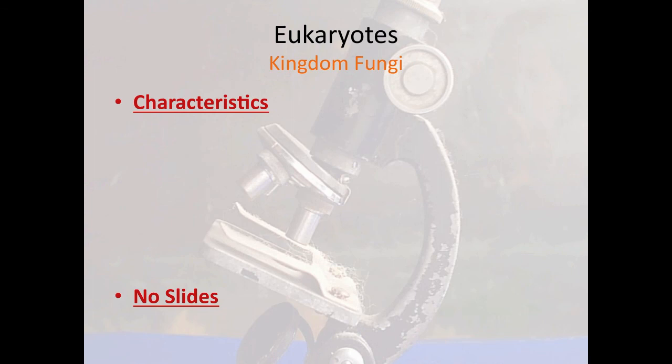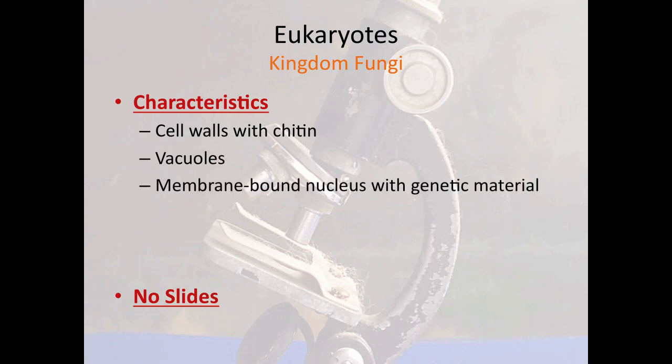Fungi. What are the characteristics of the kingdom fungi? They do have rigid cell walls made of chitin. They do have central vacuoles. Fungi do have a membrane-bound nucleus because they're eukaryotes, right? And they have organelles used for different functions. And they are heterotrophic, meaning they absorb their food. They have to ingest their food from somewhere, and they absorb it from the ground or other sources.